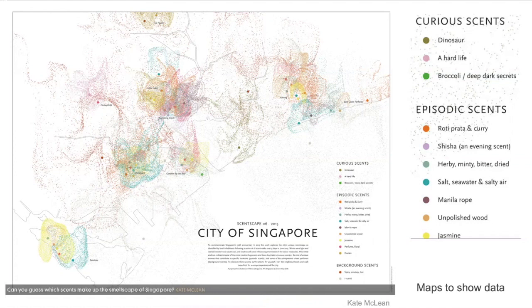So you see the light blue area along the coastline of Singapore there. What do you think they smelled there? Light blue is salt and seawater and salty air. What about this olive brown green here? Dinosaur. I don't know what's going on with that, but that's pretty funny. There's the smell of jasmine, which is a common plant in Singapore. The smell of broccoli and deep dark secrets. Nobody really likes the smell of broccoli. But this map created a really neat picture too, I think, with the colors and the patterns.